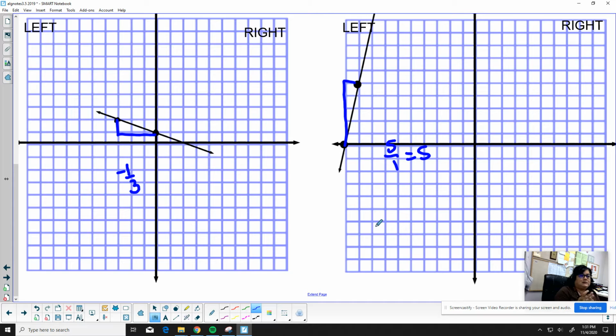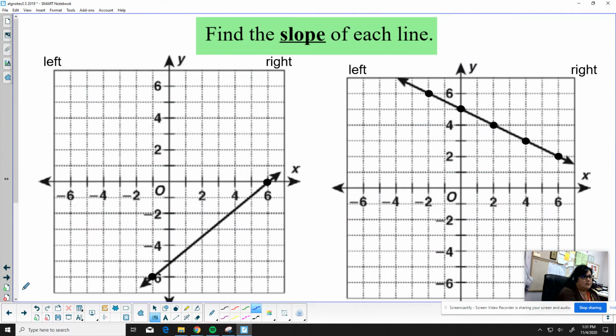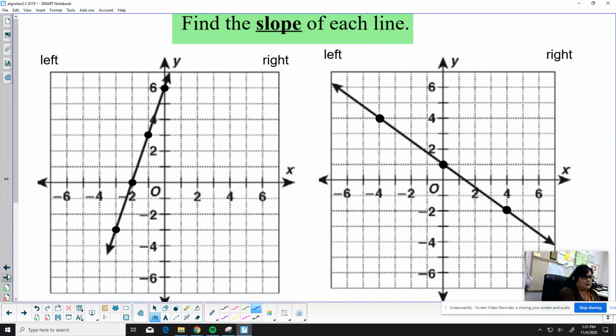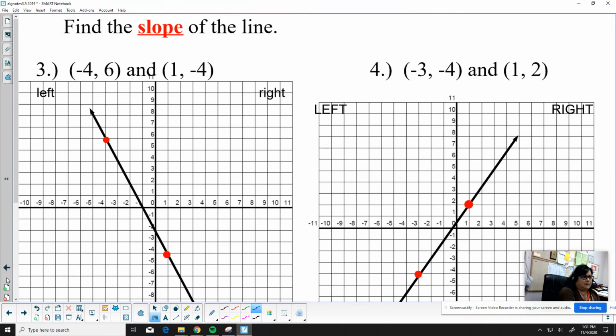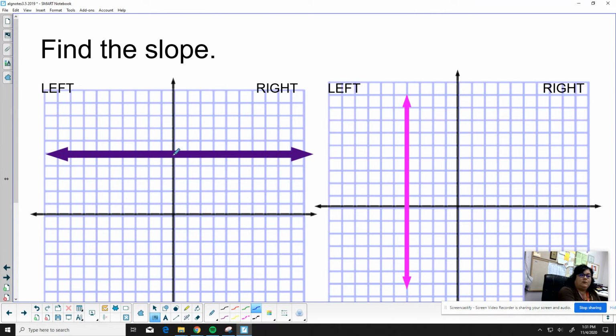Notice that I always start with the most left point to go up or down first. I never go sideways first because it's the rise over the run. The rise means go up. All right, so I have a lot of these, but we're going to skip some of them here. All right, slope of all horizontal lines is 0, and slope of all vertical lines is undefined.